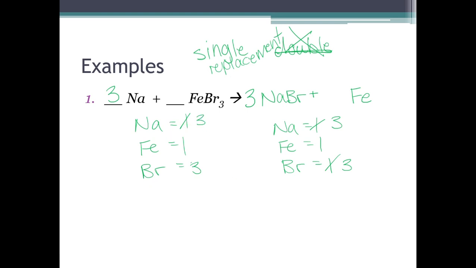And that'll be balanced. 3 moles of sodium react with 1 mole of iron 3 bromide to produce 3 moles of sodium bromide and 1 mole of iron metal. Same thing we've been building on, just again, gotta do a little bit of extra work in there. All right, on to our next one.